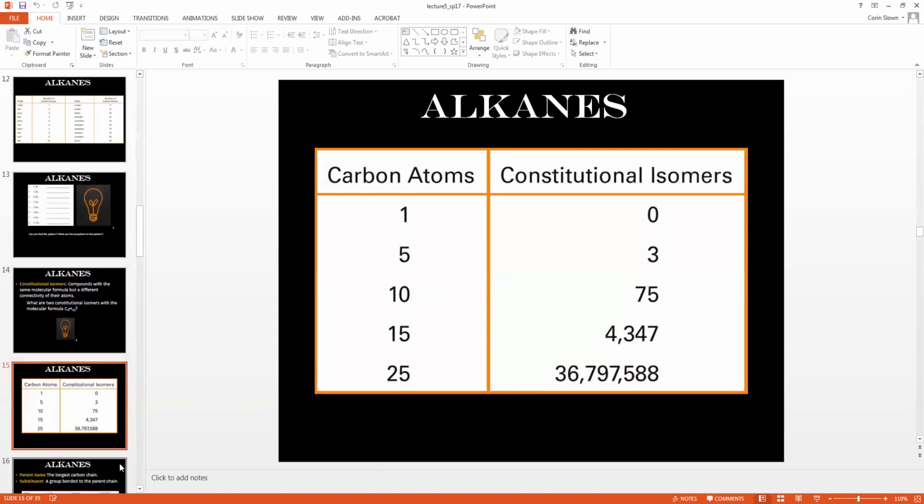The reason why we're starting to think about constitutional isomers is because if we have only 1 carbon atom, then obviously there's no constitutional isomers. If we have 5 carbon atoms, we have 3. If we have 10, there are 75. And you can see quickly how the more carbons we have in our structure, the greater the potential there is for constitutional isomers.